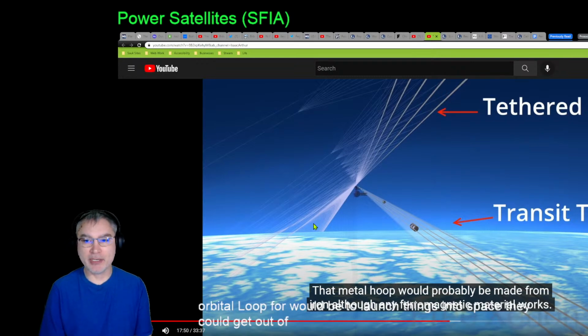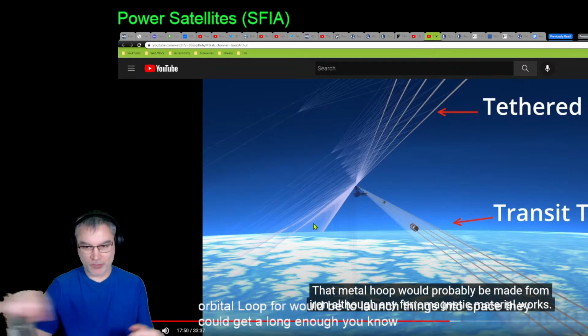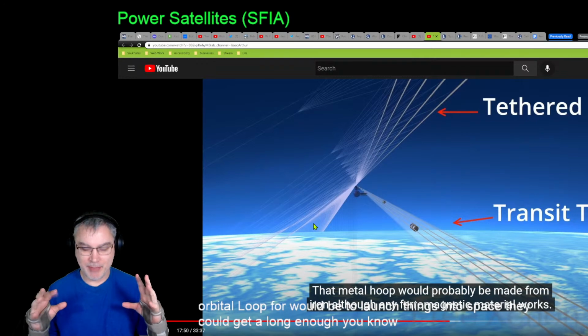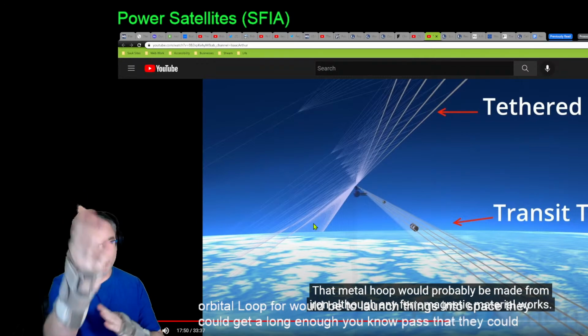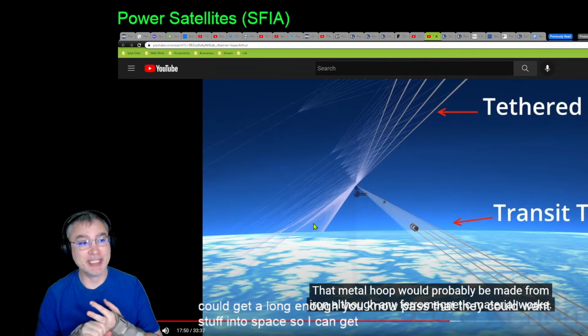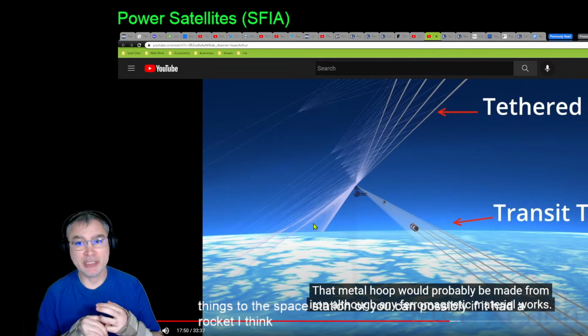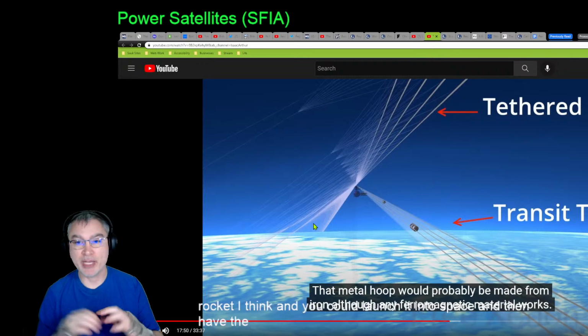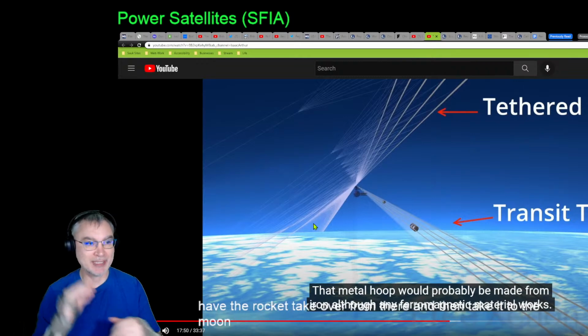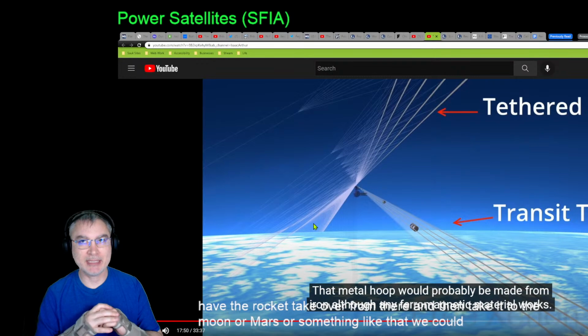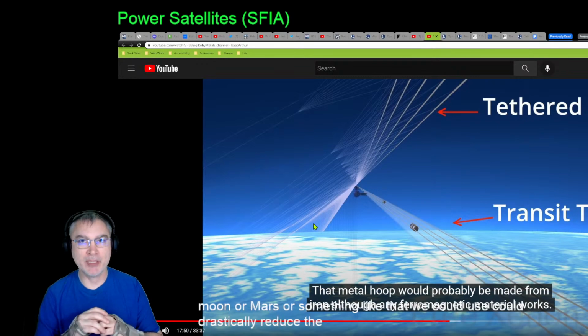They could get a long enough path that they could launch stuff into space, so we can get things into the space station, or even possibly, if it had a rocket, I think you could launch it into space and then have the rocket take over from there and take it to the moon or Mars or something like that. This could drastically reduce the payload cost to get things into space.